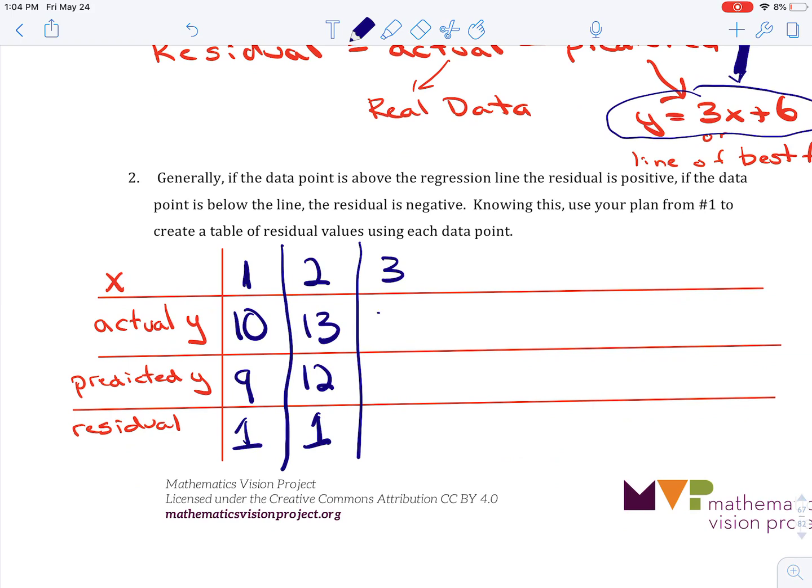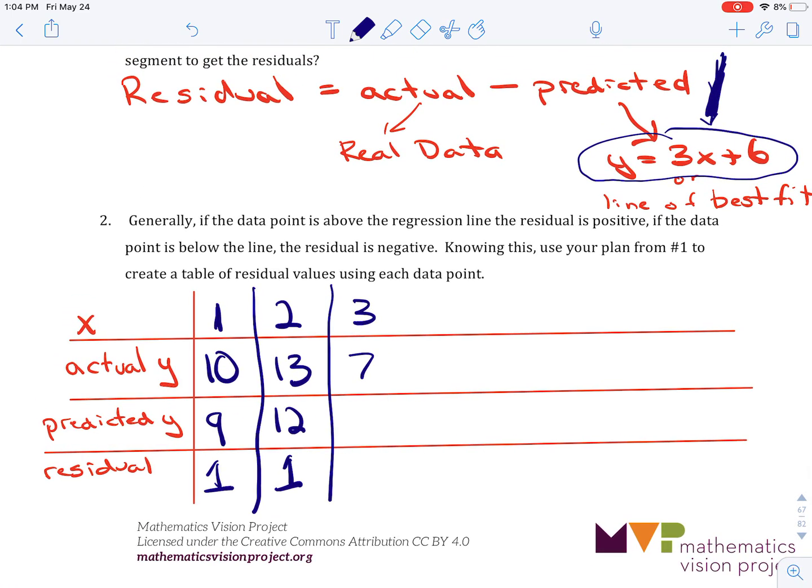So for 3, the actual is 7. And our predicted, well, we have to plug in 3 now. I'm just going to put a big star up here because we're going to keep coming back to that. And 3 times 3 is 9, plus 6 is 15. And 7 minus 15 is negative 8. It's our first negative. It's the first time we've rocked a negative residual.